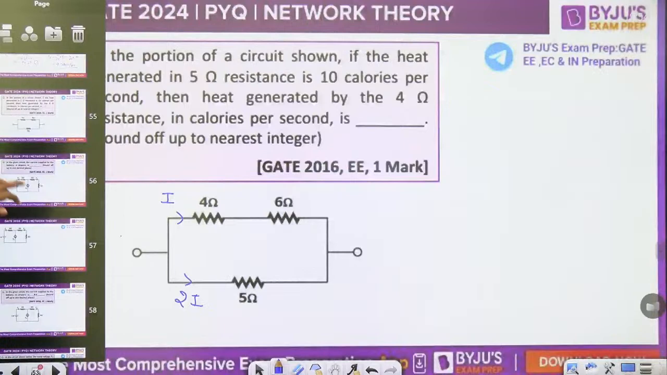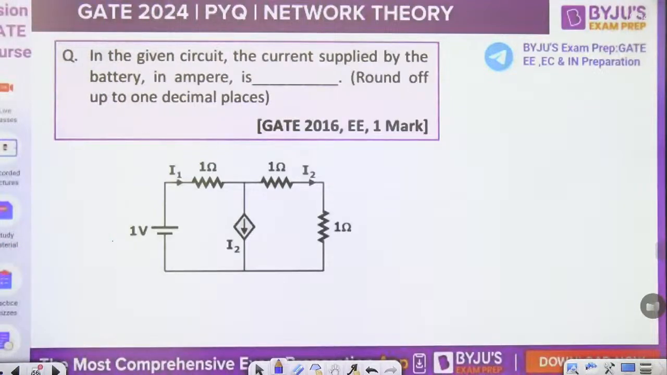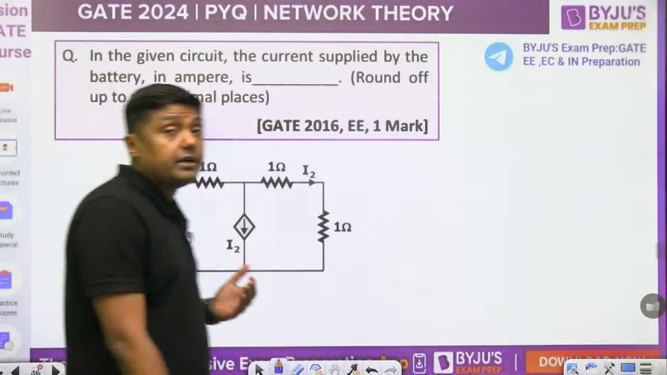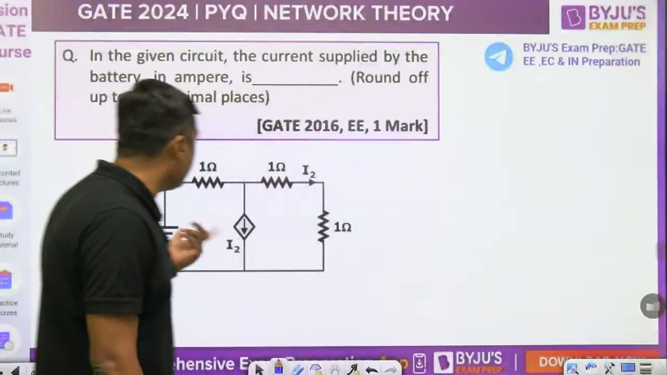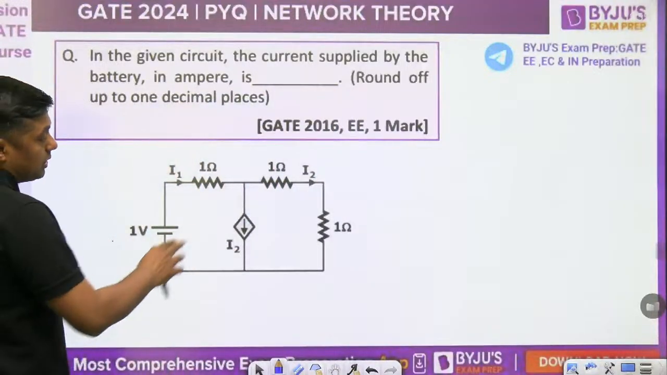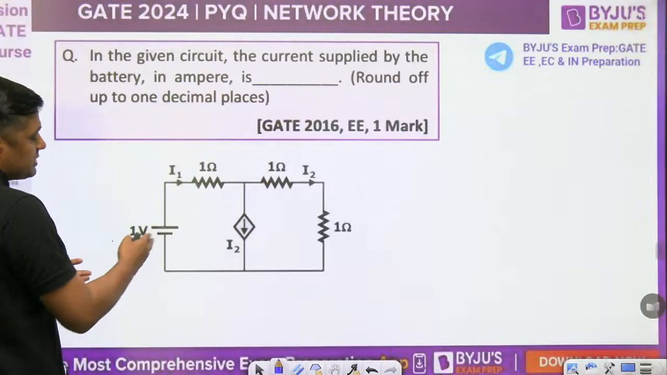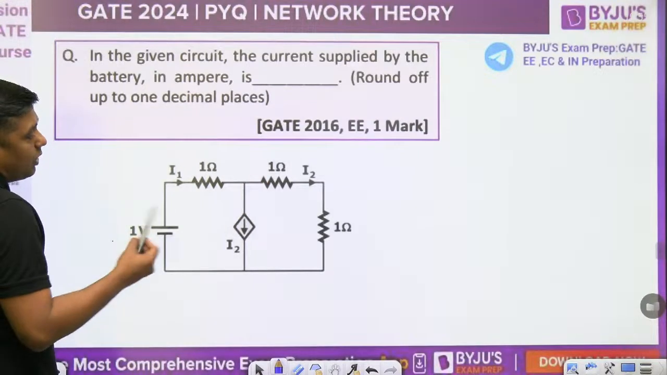Now next one. In the given circuit, the current supplied by the battery in ampere is, what is the current supplied by the battery? Which battery? This one, I1. This is I2, that is I2. What is the current supplied by the I1? This is a very simple question, 1 mark question.